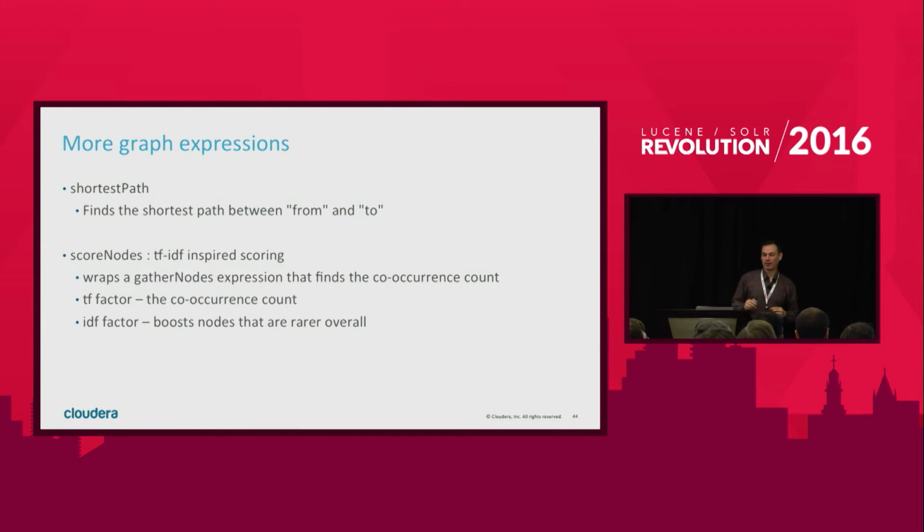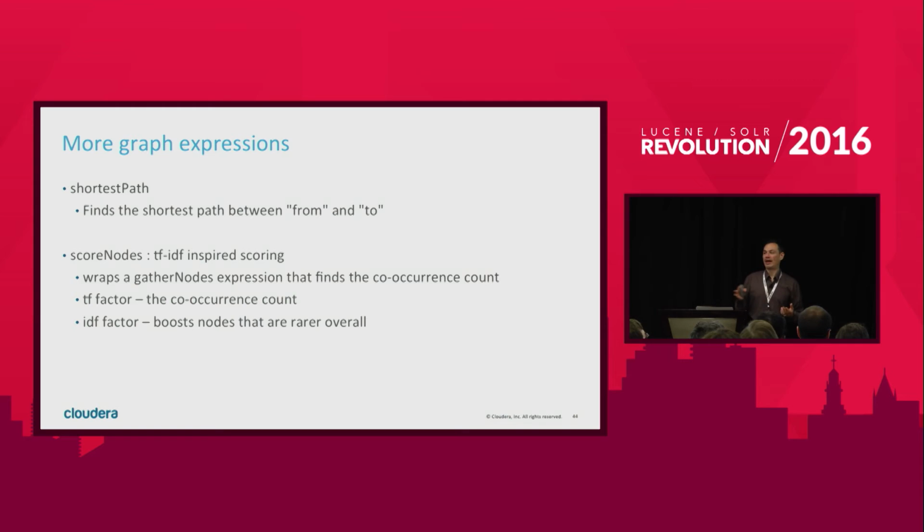We have a couple more graph expressions. So we have shortest path. That's where you identify a from and a to, and Solr will find the shortest path between them. We have score nodes, which is interesting. It scores graph nodes, sort of like a TF-IDF inspired idea.